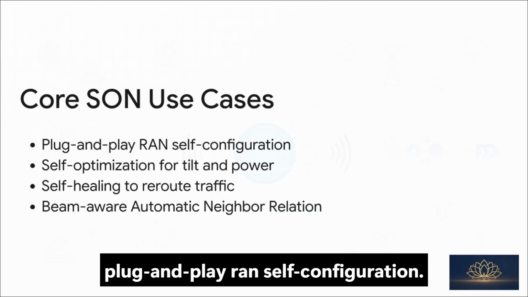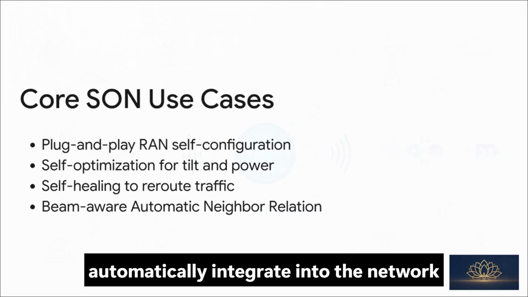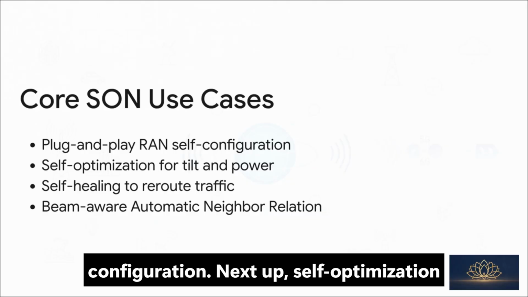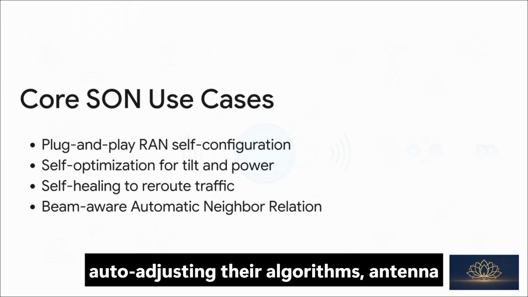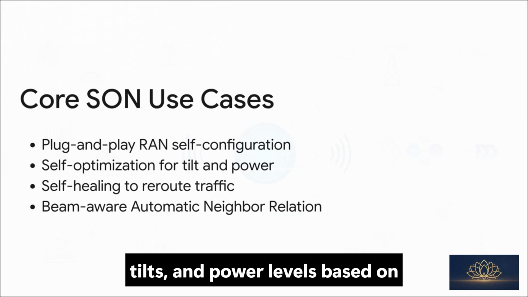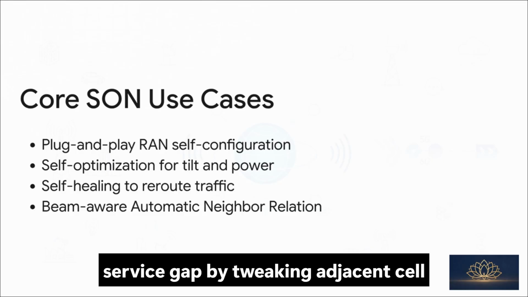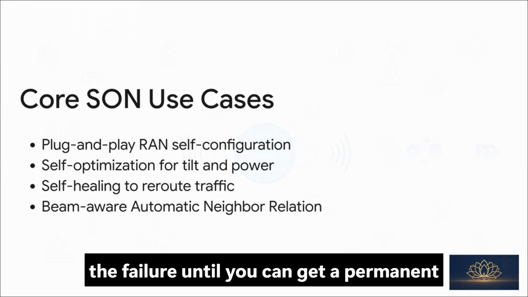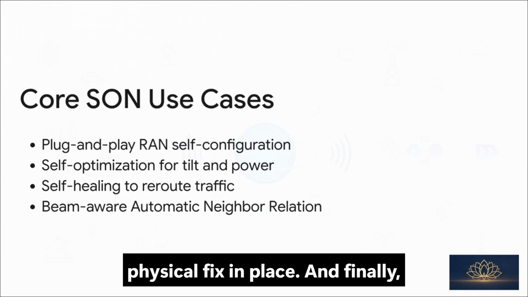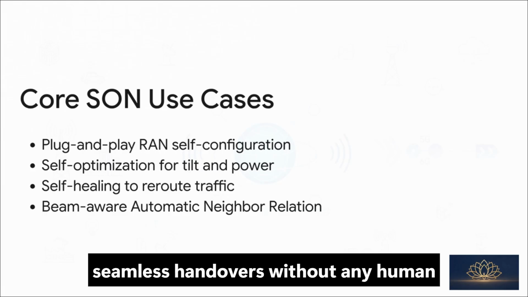First, plug-and-play RAN self-configuration. This means new base stations can automatically integrate into the network with practically zero manual backhaul configuration. Next up, self-optimization, where operational nodes are constantly auto-adjusting their algorithms, antenna tilts, and power levels based on real-time KPIs. Then we've got self-healing. If a node suddenly fails, the network automatically bridges the service gap by tweaking adjacent cell boundaries and rerouting traffic around the failure until you can get a permanent physical fix in place. And finally, capabilities like beam-aware automatic neighbor relation, which ensure perfectly seamless handovers without any human mapping required.